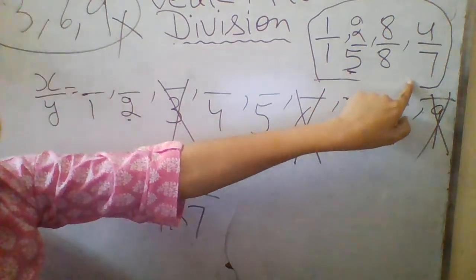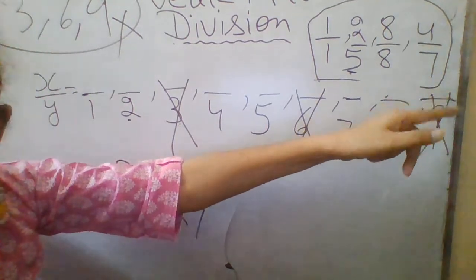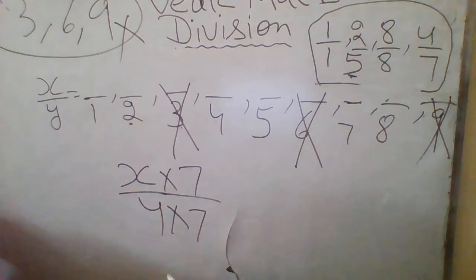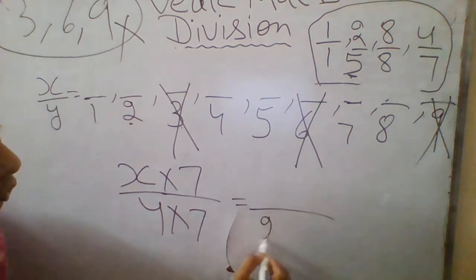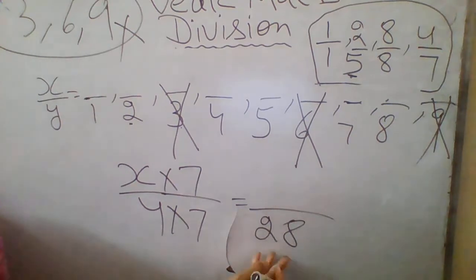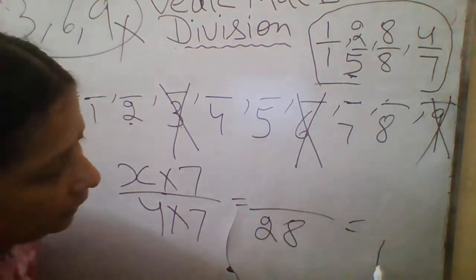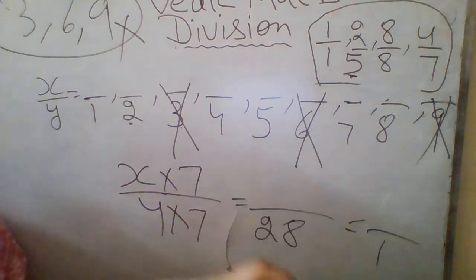4 7s are 28. 2 plus 8 is equal to 10. So you will get 10 here. So here 4 you will multiply by 7. How will you make it 1? 4 7s is equal to 28. So you will find out the DR of 28, which is equal to 10. 2 plus 8 is equal to 10. So here the DR will be 1. Like this you have to convert this.